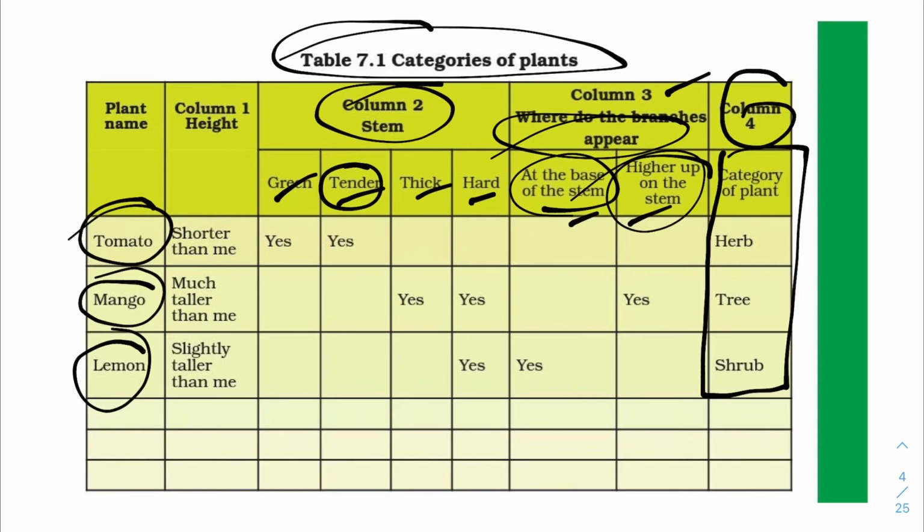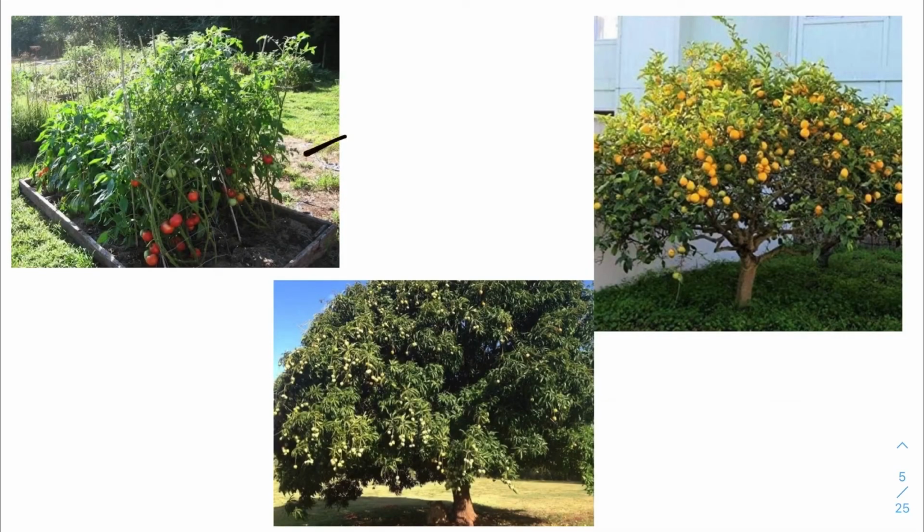Now based on the characteristics we have written in the table, plants can be classified into 3 categories which are mentioned in column 4 of the table, and those are herbs, shrubs and trees.